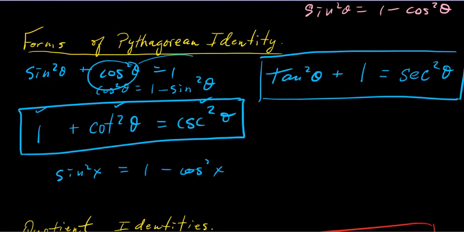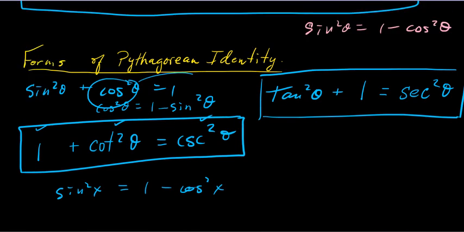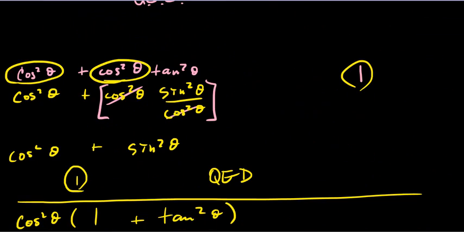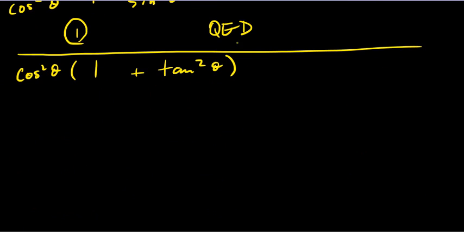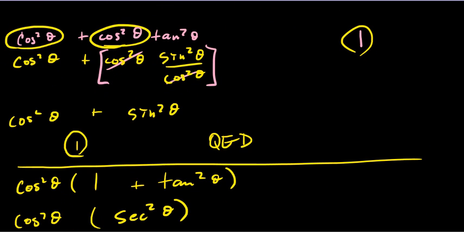Okay. Where is it? Ooh, 1 plus tan squared is secant squared theta. So that's one of the forms of the Pythagorean identity. And so this is cos squared theta, and now this is secant squared theta. Does that help us? Well, remember, we're trying to prove that this is actually 1.